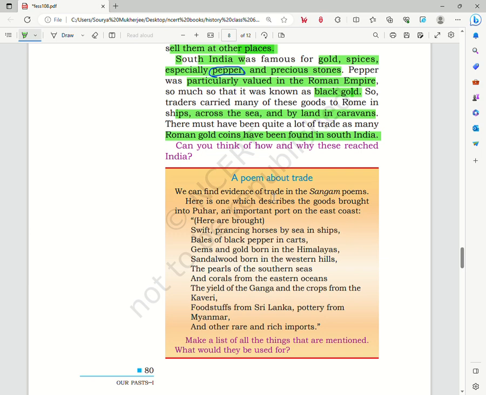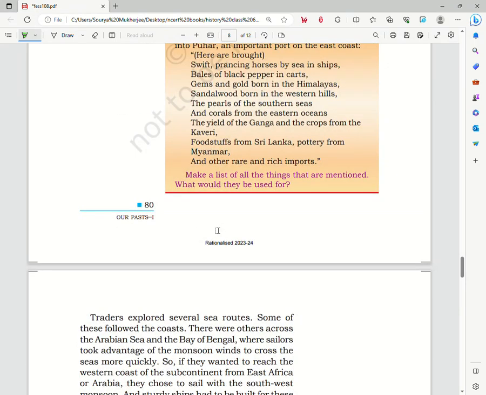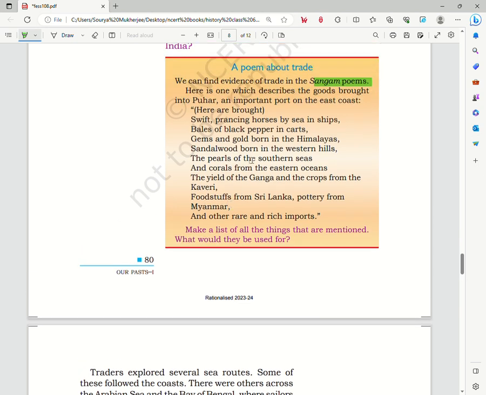This poem is from the Sangam literature. You can read this poem on your own. It basically talks about the different items that were traded during those times, different items from throughout the Indian subcontinent, and how they were traded and transferred. You can read this part on your own and do the exercise that is given. Make a list of all the things that are mentioned. What would they be used for? You can make a list of all these items and try it out yourself.